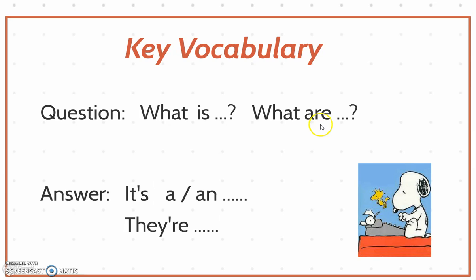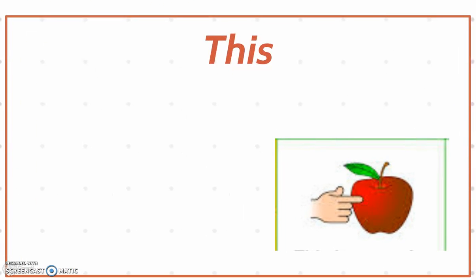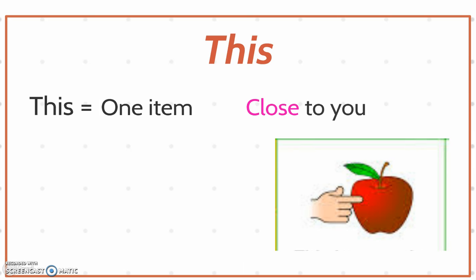Remember, if you ask, what is it? The answer is it is. If you ask for more than one object, we use the plural, and the answer is plural. But instead of it, we can also use this. This is used to refer to one item or object, objeto, that is close to you. Close, next to you, near you.